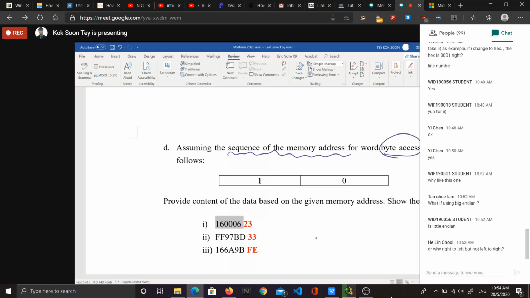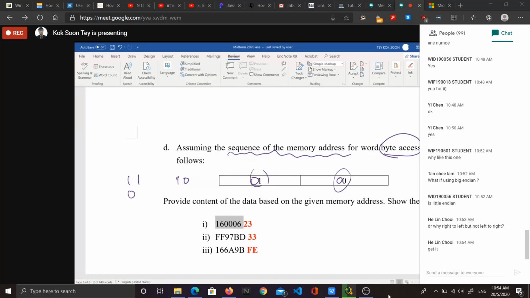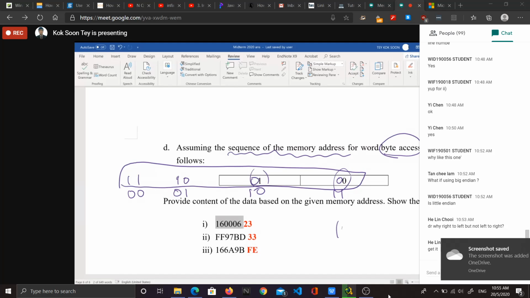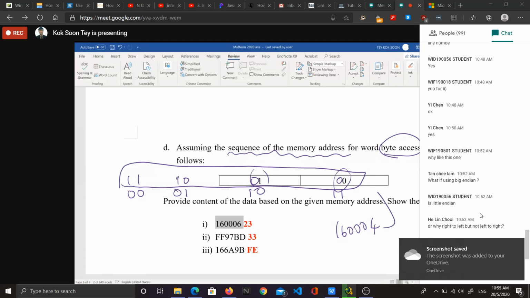Okay, in the last one, followed by location 1, then location 2 will be here, location 3 will be here if there are 4 bytes. Okay. If it were the inverse, they would tell you this is 00, this is 01, this is 10, and this is 11. They were telling you in this form, but now they are telling you in this form. So that's why your address location 160004 is pointing to this one at the last byte.